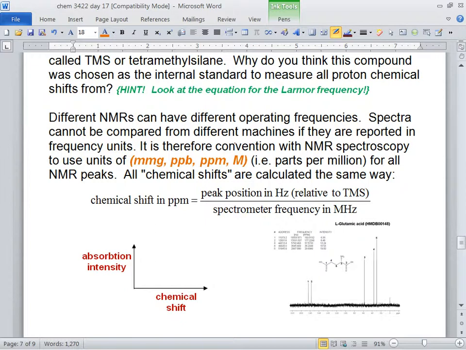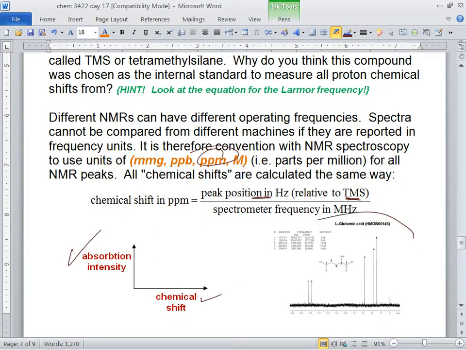It's therefore convention with NMR spectroscopy to use units of blank, i.e. parts per million, for all NMR peaks. ppm, obviously, right? All chemical shifts are calculated the same way. Your peak position minus TMS, or TMS minus your peak position, it's relative, divided by the spectrometer frequency in megahertz. So really, you're dividing hertz by megahertz. So there's your million, and that's where the parts per million comes in. Okay. So you end up getting your absorption intensity versus these chemical shifts. And it ends up looking like this. But the point is down here is ppm.